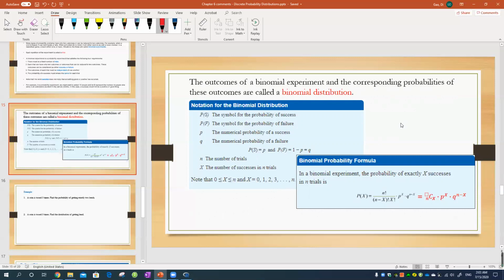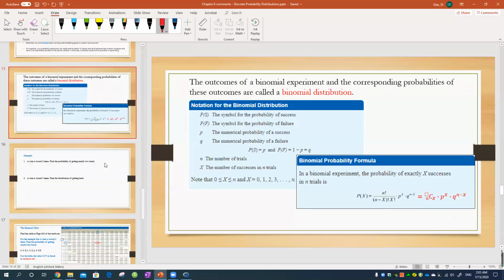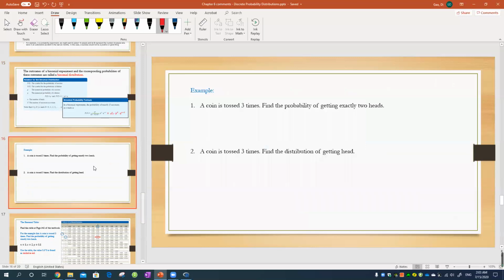And then for the binomial probability formula, in a binomial experiment, the probability of exactly x successes in n trials is given by the following formula. We choose x from the n total trials, times p to the power x, times q to the power n minus x. Let's see how we can use it. A coin is tossed 3 times. Find the probability of getting exactly 2 heads.